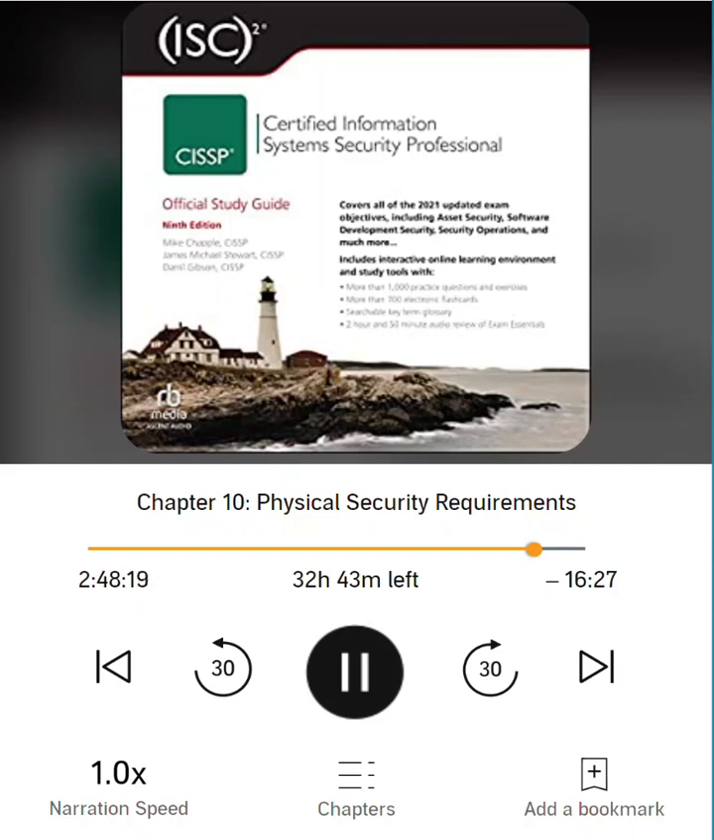9. What is the best type of water-based fire suppression system for a computer facility? A. Wet pipe system. B. Dry pipe system. C. Pre-action system. D. Deluge system. Answer: C.